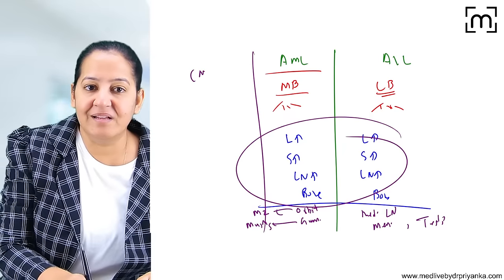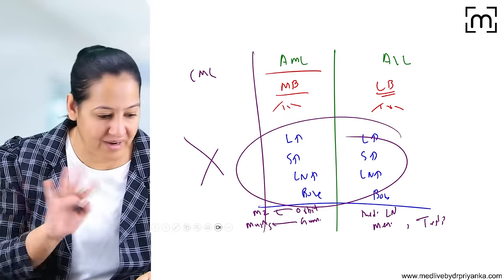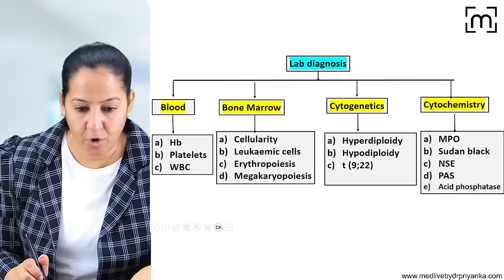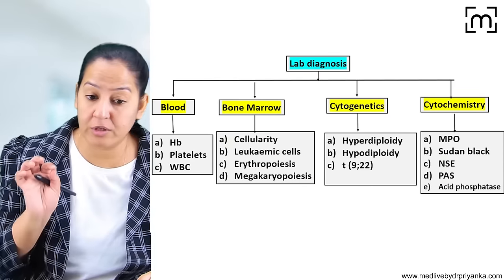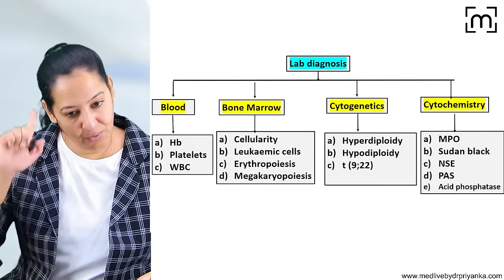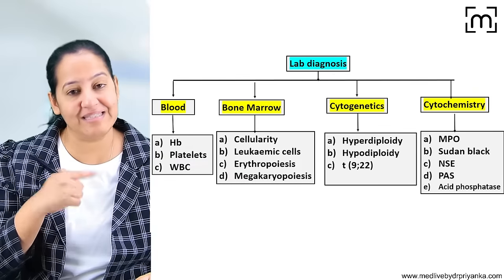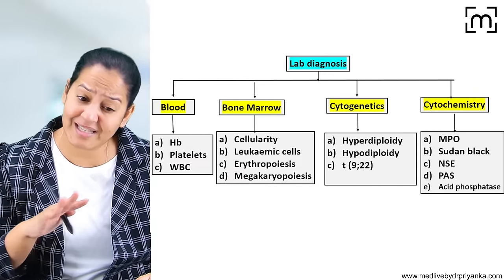But in CML, there is no organ infiltration. I hope you are getting it. Say yes, say no. Akshay, I hope you have joined late. I have already taught you the NAP score. You can go back to the session where I taught the differential diagnosis of CML. There I taught the NAP score in much detail.